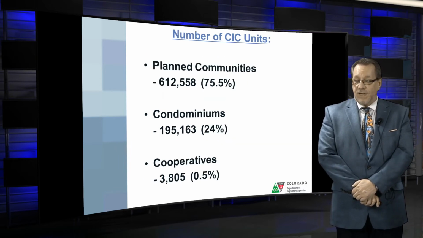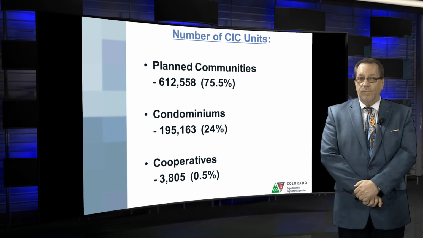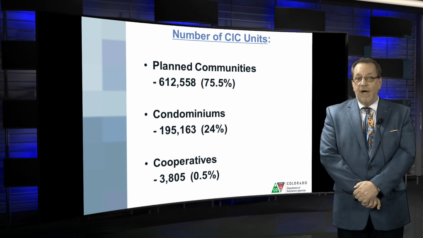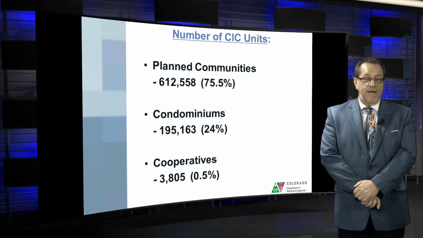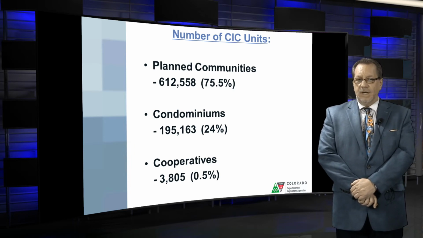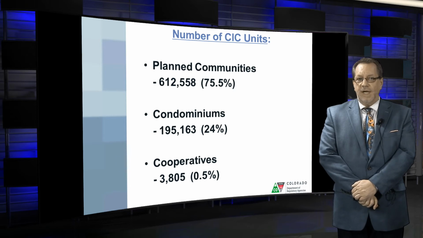The number of units that we have, obviously then, for planned communities takes over. And one of the largest planned communities in the country is right here in Colorado, Highlands Ranch, with over 29,600 units. And that's followed by condominiums, and then a few co-ops that we have.